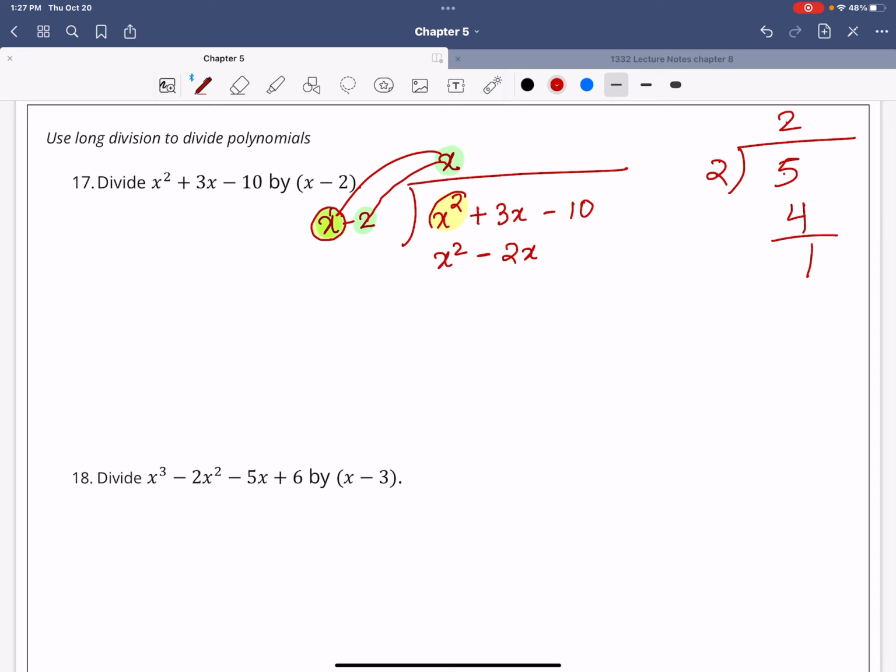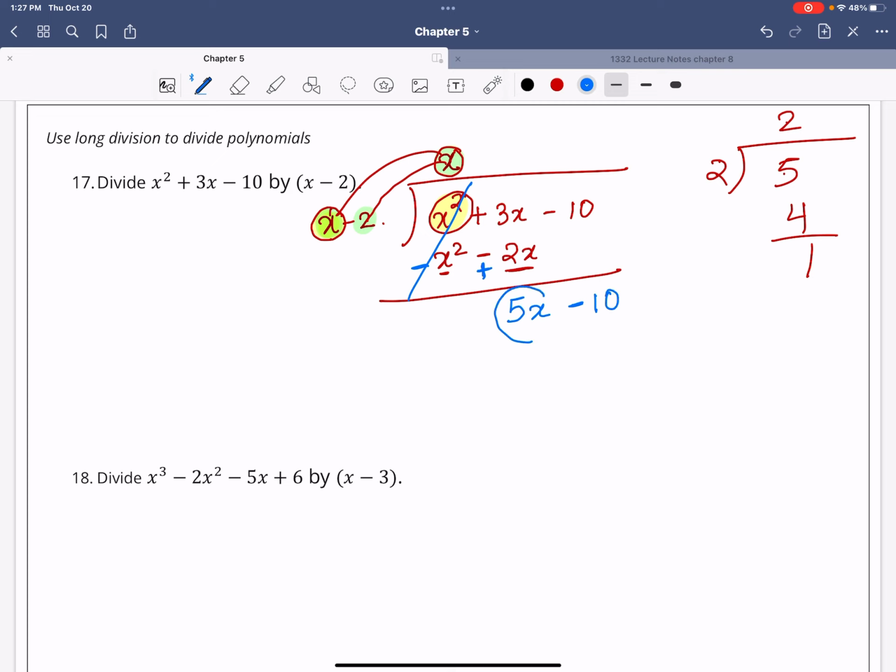X goes into x squared how many times? X times x, x squared, x times negative 2, negative 2x. And now you subtract. When you subtract, what do you do? You change the sign. This becomes a negative and this becomes a positive. Both of them cancel out. If they don't cancel out, that means you're making a mistake. Now I have 5x minus 10.